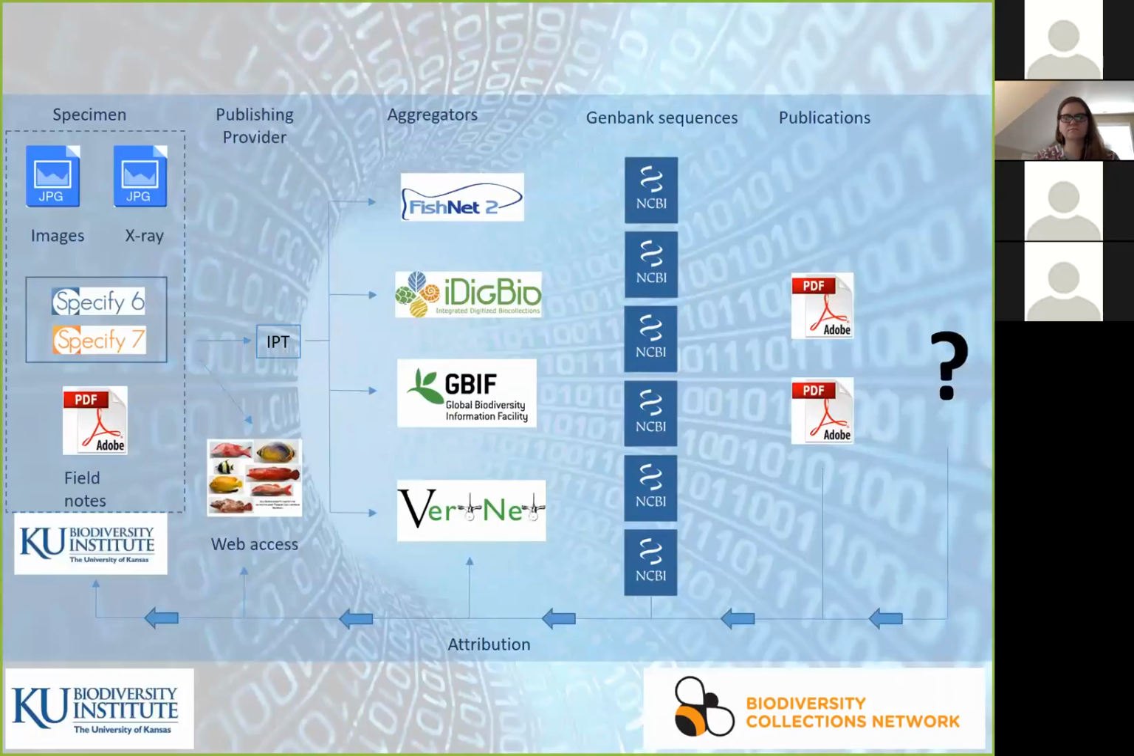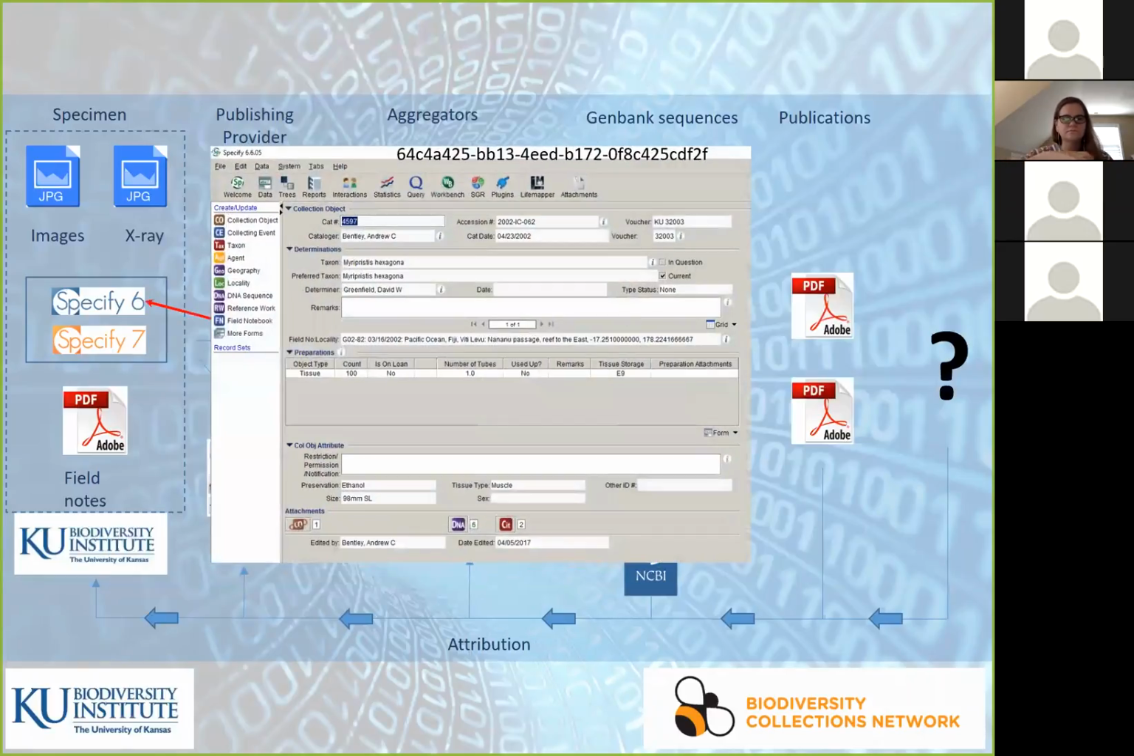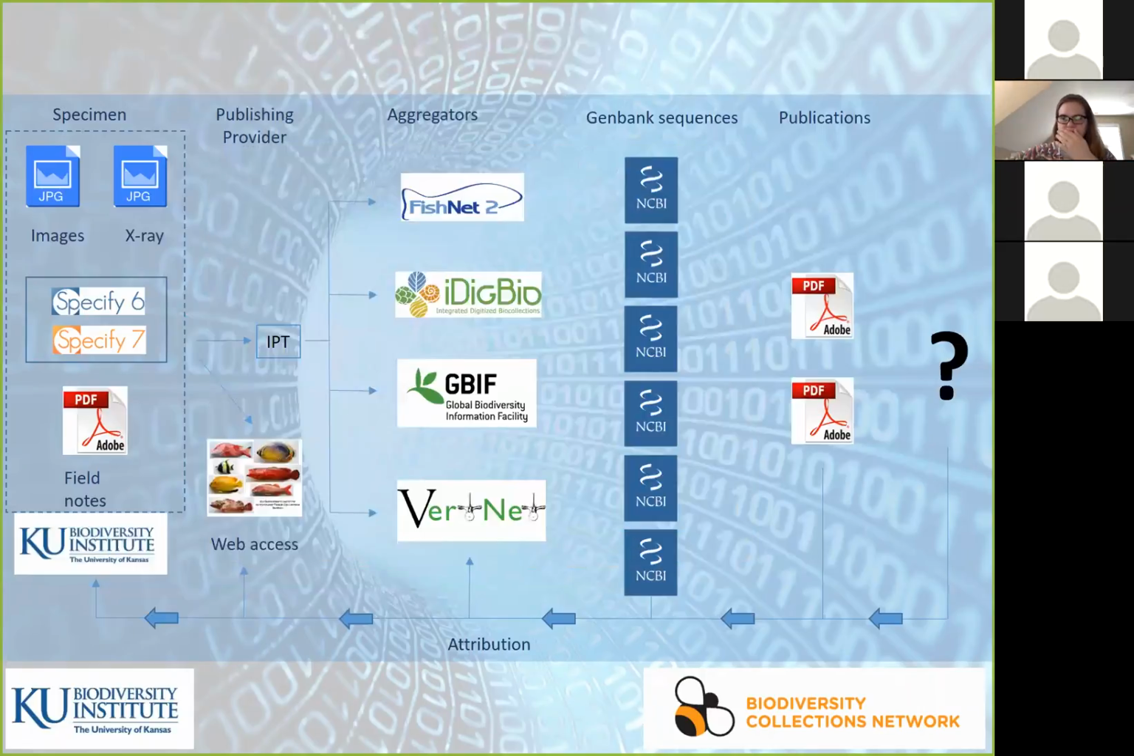So this is another diagram that I drew up some time ago just to explain the landscape of a collection and how all of these different components fit in. This is looking at my ichthyology collection here at KU. We obviously have a voucher record that has a GUID associated with it, and that voucher record also has a tissue record associated with it, a tissue that's associated to the voucher that is then used in research.